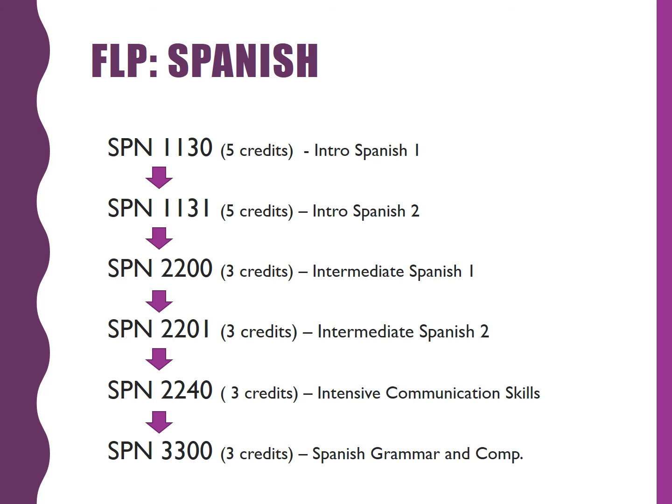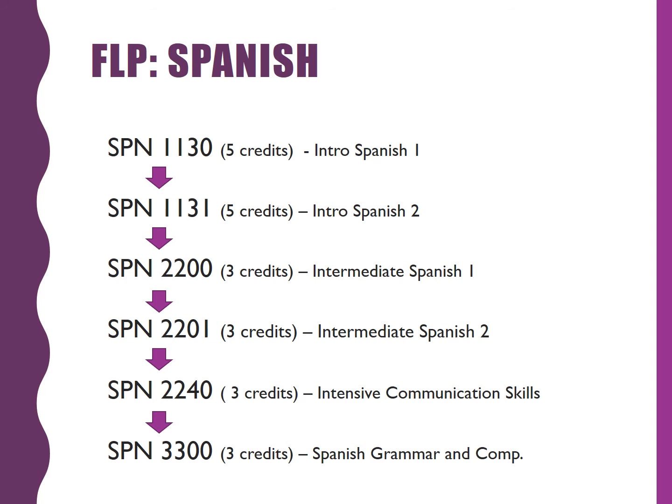As you can see, we've got our introductory sequence, our 1000 level, which is SPN 1130 and SPN 1131. We move then into intermediate, which is SPN 2200 and 2201, so Intermediate Spanish 1 and 2. And then we have kind of a buffer class almost in there, SPN 2240, which is Intensive Communication Skills, a 2000 level class that's designed to help make sure that the students' oral skills in the language are where they need to be before going into advanced.